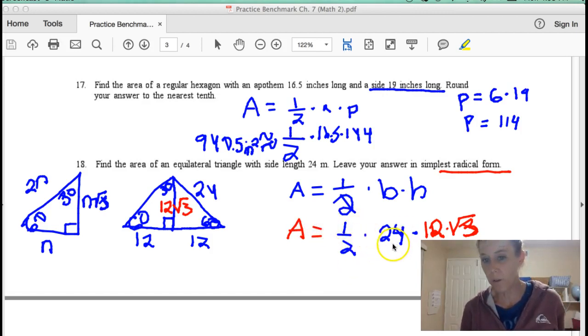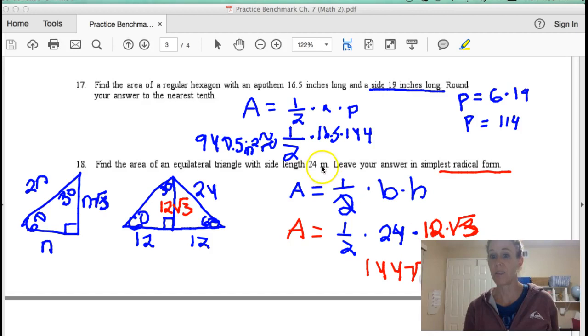Half of 24 is 12. 12 times 12 is 144. So this is going to be 144 times the root 3. And that will be my answer. And it is meters. Since this was all meters, this is going to be meters squared. And there I have it.